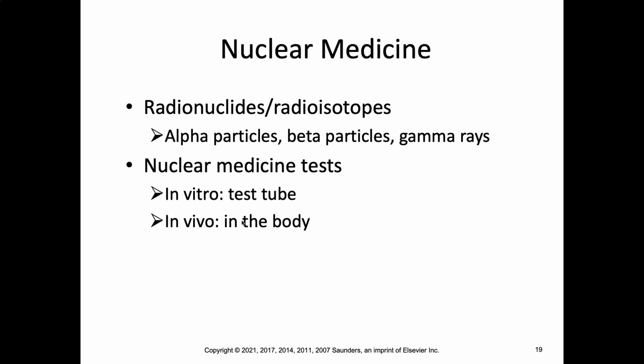Moving on to radionuclides and radioisotopes. You have alpha, beta, or gamma. And then you have the two types of nuclear medicine tests. In vitro is a test tube. In vivo is the body. So remember, vitro, think test tube, and vivo is body.